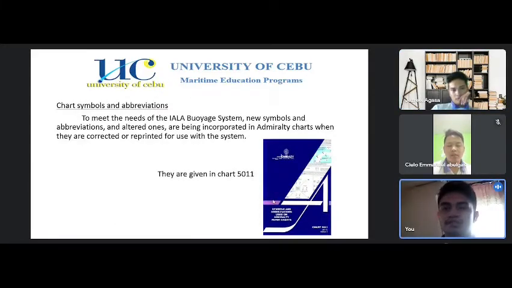Chart symbols and abbreviations. To meet the needs of the IALA buoyage system, new symbols and abbreviations and altered ones are being incorporated in Admiralty charts when they are corrected or reprinted to use with the system. They are given in chart 5011. This is an example of chart 5011. As you can see, it is titled Symbols and Abbreviations Used on Admiralty Paper Charts. Next, please.